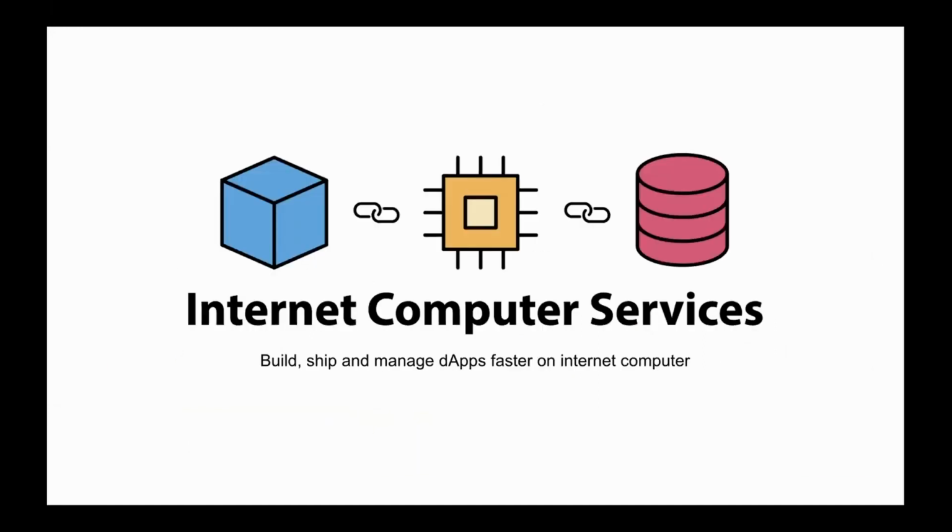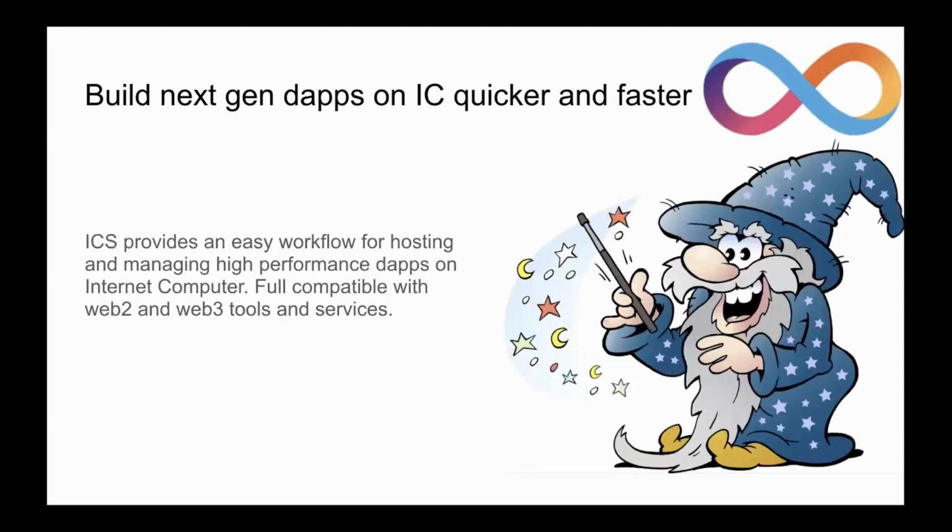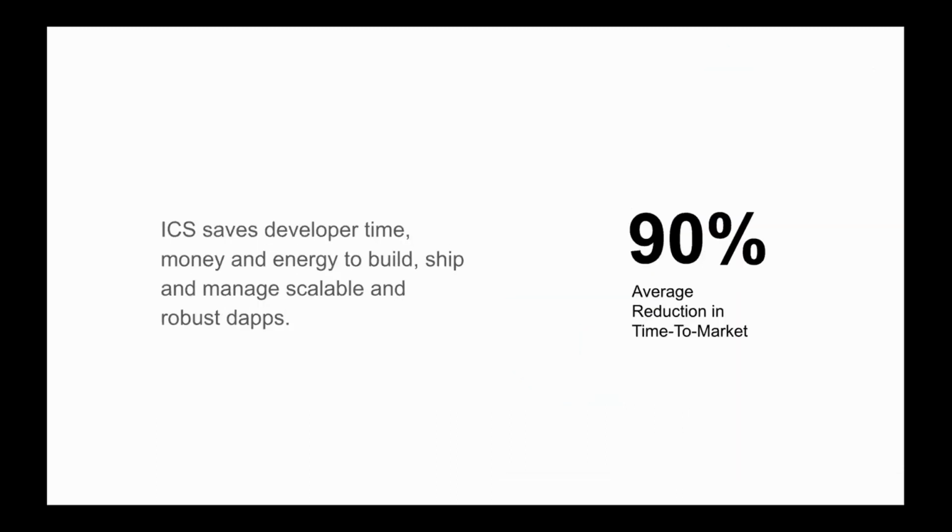That's where the Internet Computer Services is born. We help build, ship, and manage dApps faster on Internet Computer. ICS provides an easy workflow for hosting and managing high-performance dApps on Internet Computer, and which is fully compatible with Web 2 and Web 3 tools and services. Once the dApp is built, ICS saves huge amount of time, money, and energy to have dApps deployed as production-ready smart contracts on the Internet Computer.